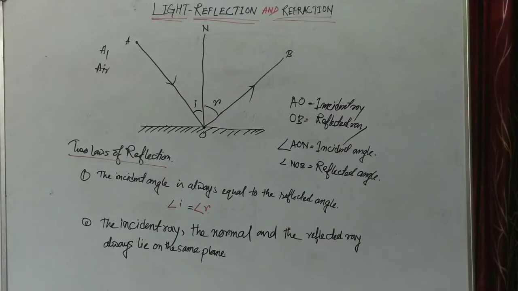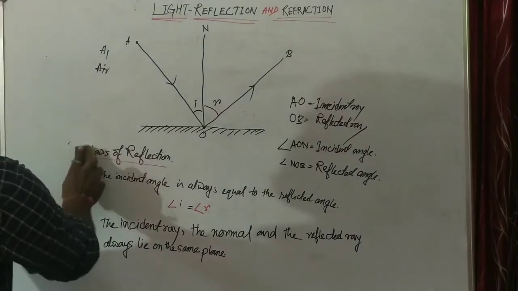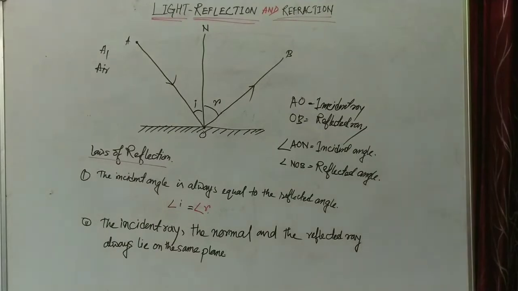That ray is reflected back into the same medium, in the direction from O to B. That's why I have given this arrow mark from O to B. Till now, the figure is good. But when we discuss the laws of reflection, you should not give the heading as two laws of reflection. You should give the heading as laws of reflection.